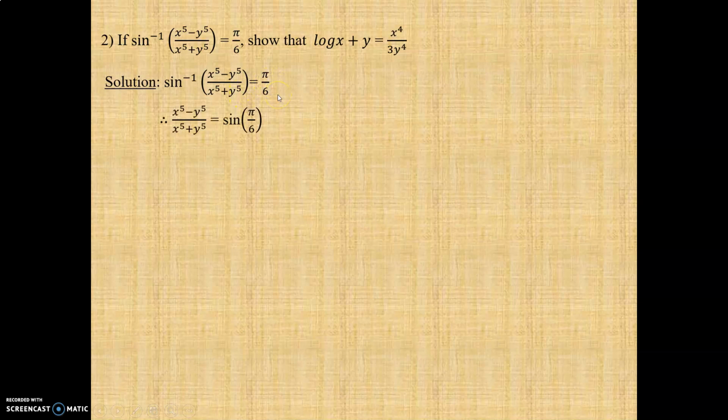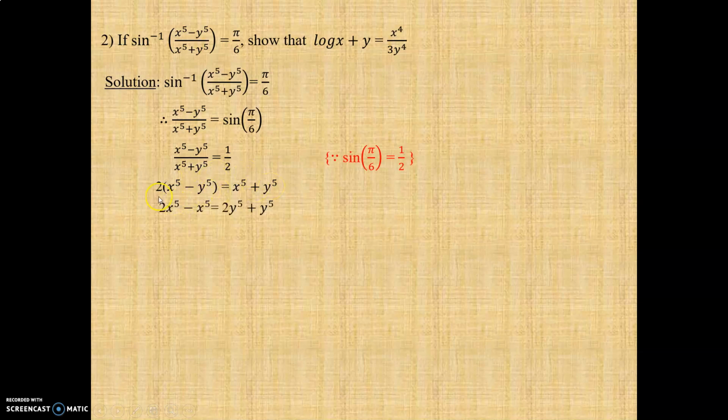In the next step, we'll take this sine inverse to the right hand side. So x raised to 5 minus y raised to 5 upon x raised to 5 plus y raised to 5 is equal to sine of pi upon 6. Sine pi upon 6, that is sine 30, value is 1 upon 2. So we are substituting that value here. Cross multiplying, 2 into x raised to 5 minus y raised to 5 is equal to 1 into x raised to 5 plus y raised to 5.